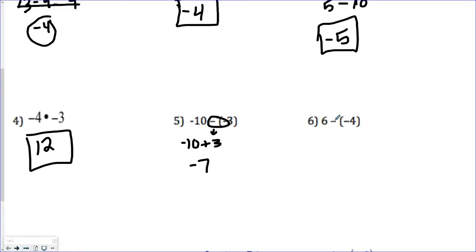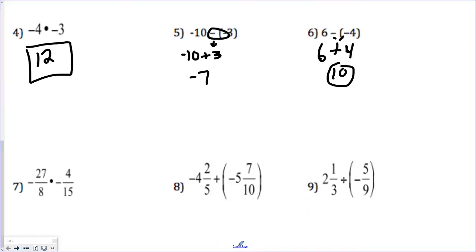What about number 6? Again, minus negative. 6 minus negative 4. Well, these are going to make one big positive. And so it's going to be 6 plus 4, which is just 10. Again, minus negative turns it into one big positive.